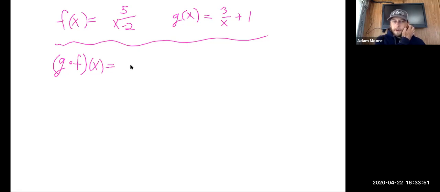And so here we go. G of F of X. That's F of X, and then we'll do that into the G. So then G of, that's going to be 3 over something plus 1. That's what G of anything looks like. And then, you know, F in there. This is 5 over X minus 2. That's the F inside of the G.